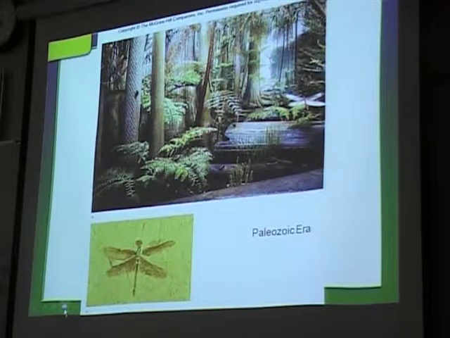Do you know how long the cockroach has been around? 'Cause I heard somebody say it was like one of the oldest things. The cockroach. Insects started about the time of organisms coming onto land. So we're talking about 500 million years ago.